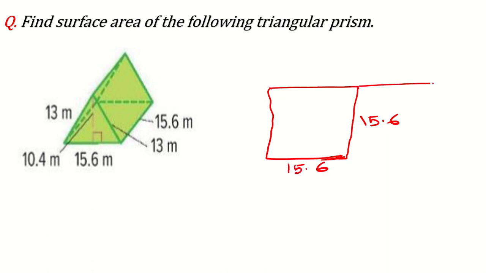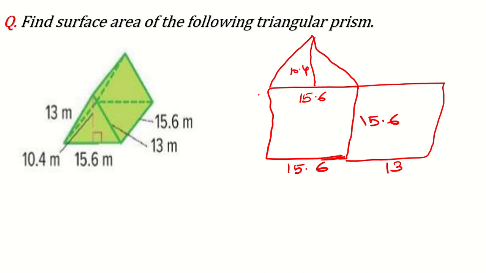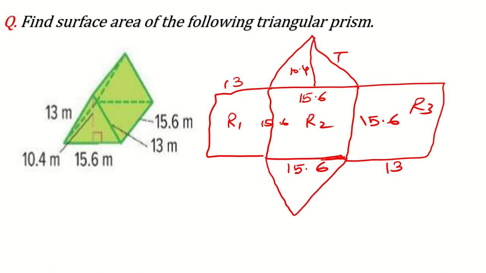Now if you will open it, then one rectangle will come this side with this side of 13, and then one triangle will go that side, and because base is 15.6, the height will be 10.4, and one rectangle will open this side, and its side will also be 13. So here all the sides are 15.6, so no worries. It's good that all the things are equal. Rectangle 1, rectangle 2, rectangle 3, and this is triangle, and where is another triangle? This one. This is another triangle with the same area, so this is also T.